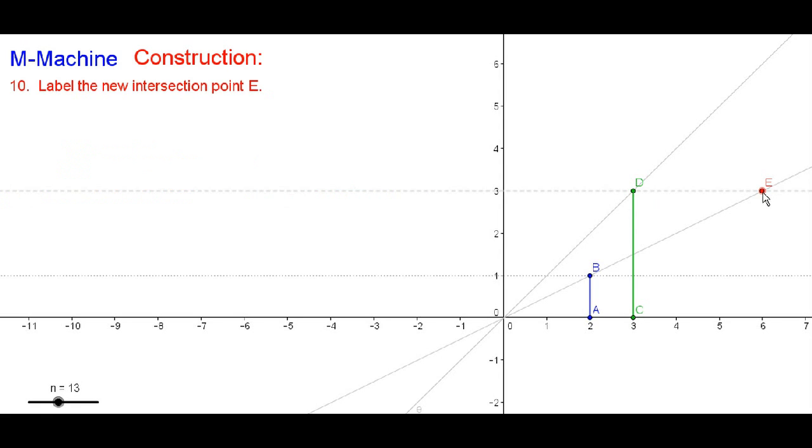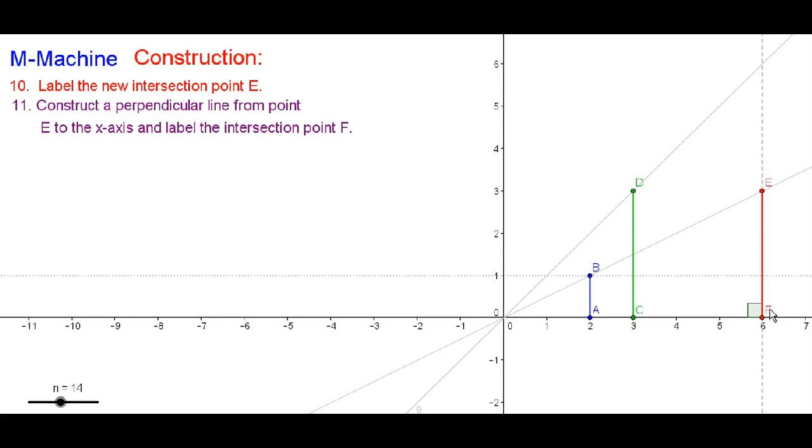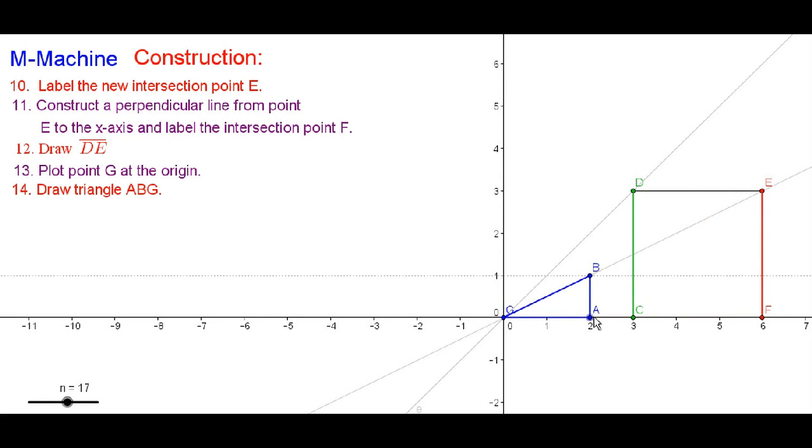Label the new intersection point E and construct a perpendicular line from point E to the x-axis and label the intersection point F. Draw segment DE and plot point G at the origin. Now draw triangle ABG and triangle FEG.